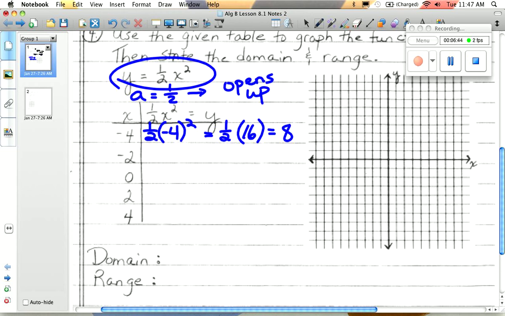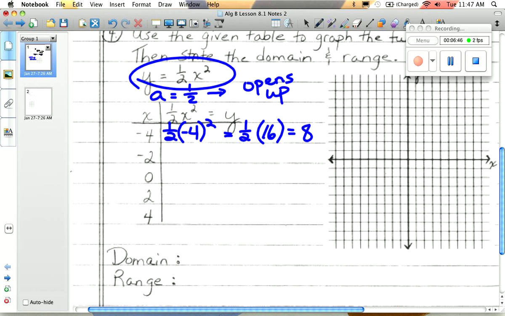Okay, so let's go back over here because I've used up all my room. We actually have now found an ordered pair for our graph. What is that ordered pair? -4, 8. So we'll plot our points after we find all of them, okay?